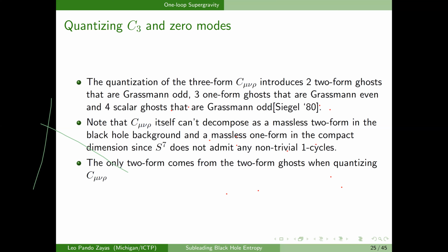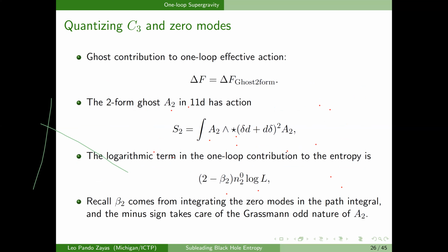Now, note that this 3-form itself cannot be decomposed as a massless 2-form in the black hole and a massless 1-form in the compact dimension, since S7 does not admit a non-trivial 1-cycle. So all I have to worry about are the 2-forms that come from the 2-form ghosts, and they have the zero modes that I just counted. So I put together, okay, so this is the contribution of the ghost to the path integral. I wrote here the action, but that's not important. So the logarithmic coefficient again will come with this term. I already computed this for you.